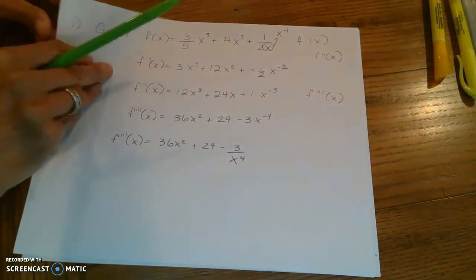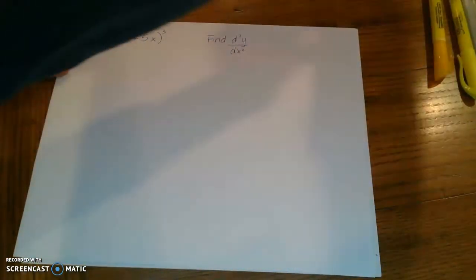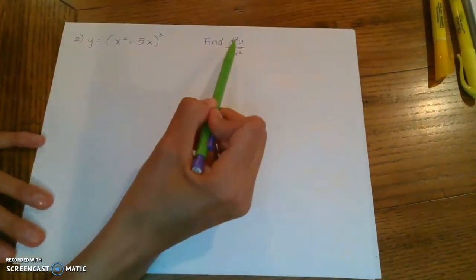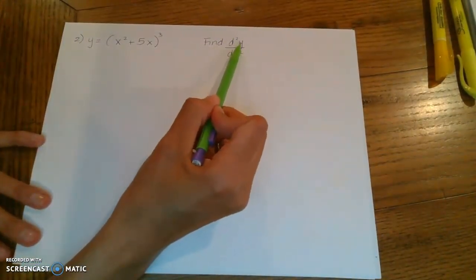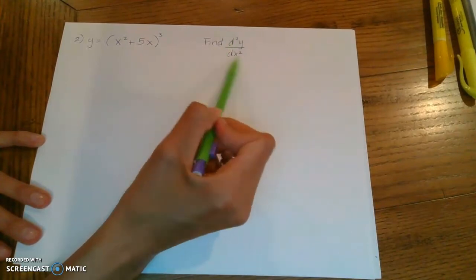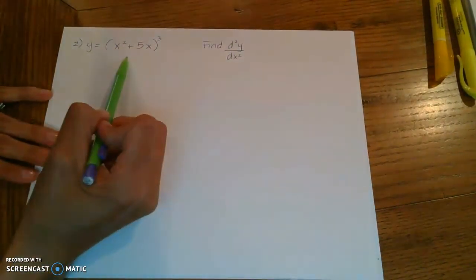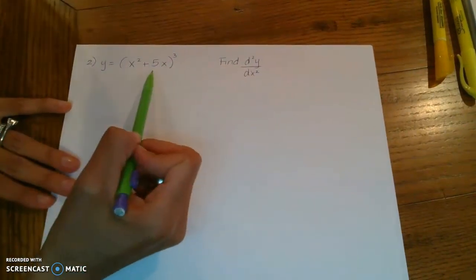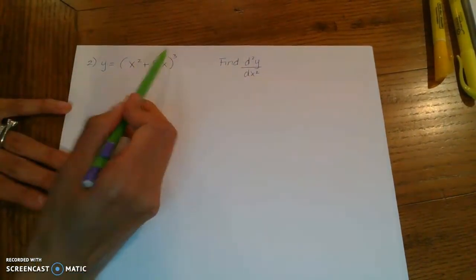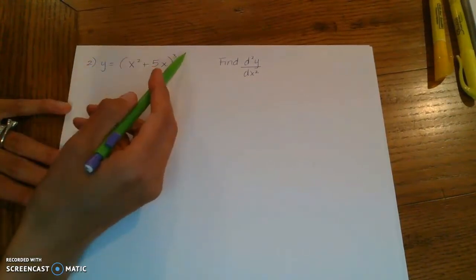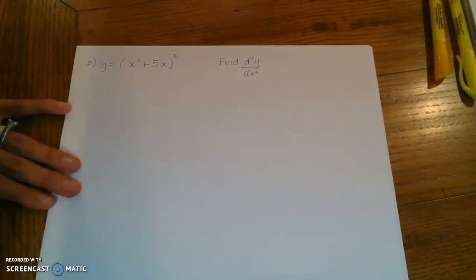Okay, so let's look at the second example. The second example says find d2y over dx squared. Well, we call that the second derivative with respect to x twice. So when I look at this, I go, okay, this isn't a simple polynomial. This is something raised to a power other than 1. Right now, I'm looking at this, and this is my chain rule.